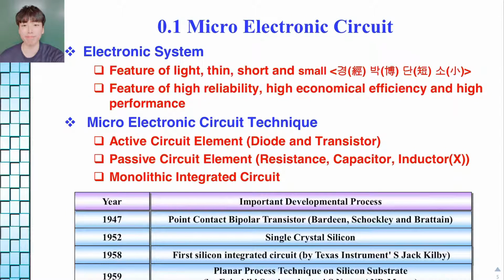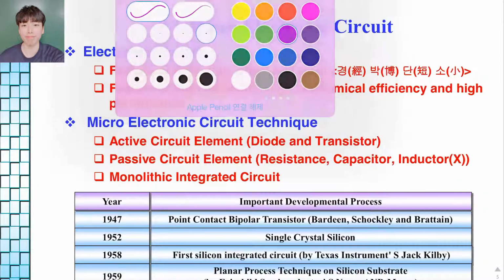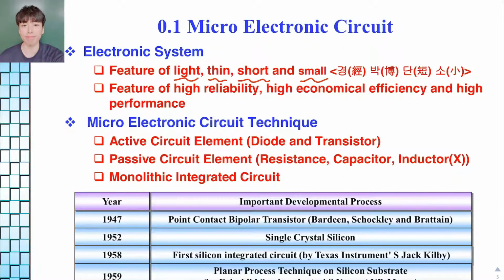First of all, I will explain microelectronic circuit. Electronic systems should be light, thin, short, and small. We call it 경박단소. An electronic system has three features. First, high reliability. Second, high economical efficiency. And third is high performance.